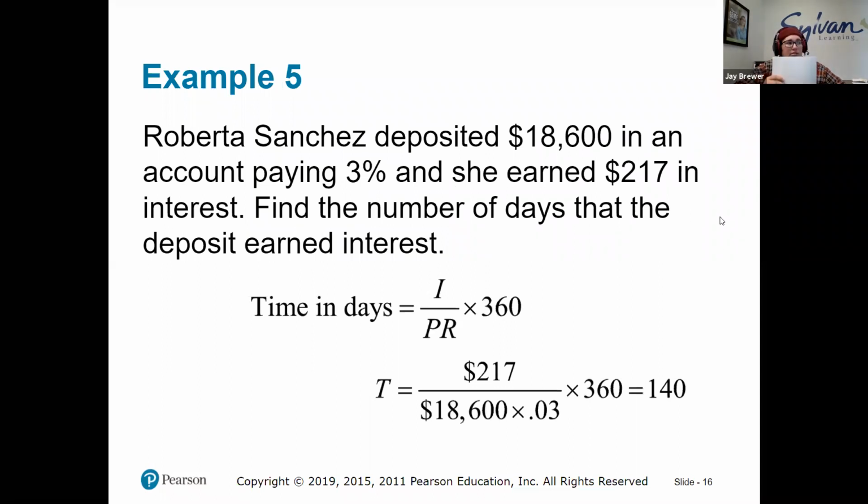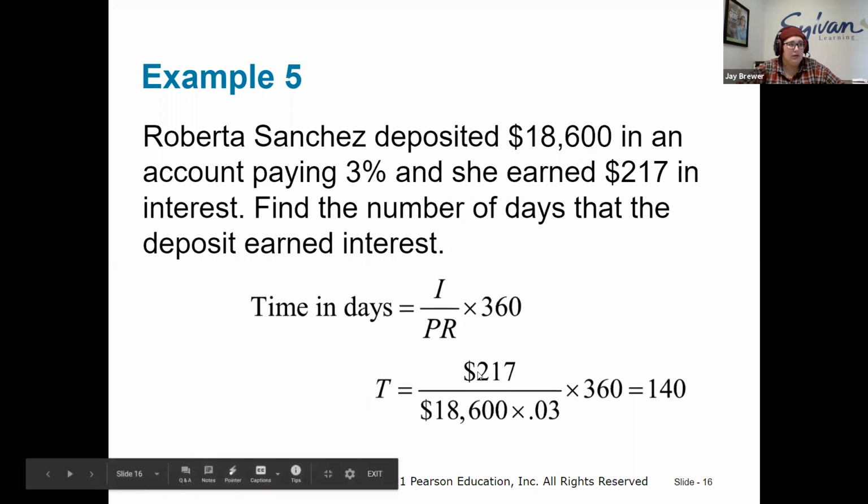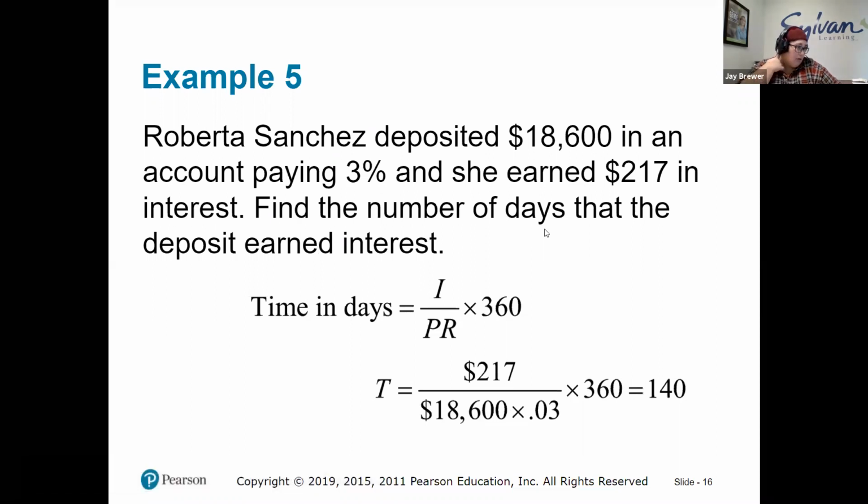Roberta Sanchez deposited 18,600 in an account paying 3%, and she earned $217 in interest. Find the number of days that the deposit earned interest. So interest divided by principal times your rate, and then they multiplied by 360 because it literally told them days. So 140 days is their answer.